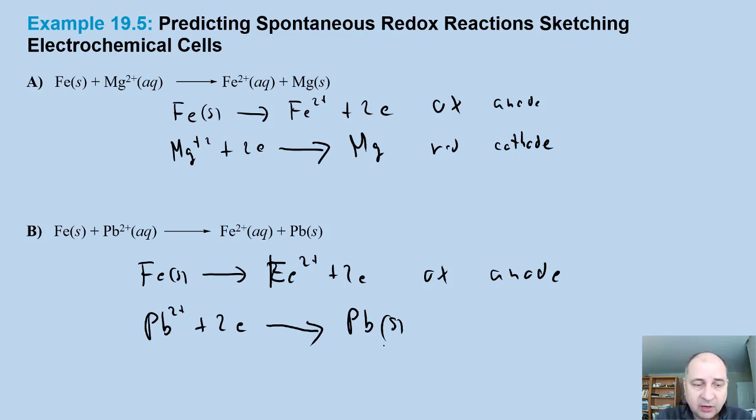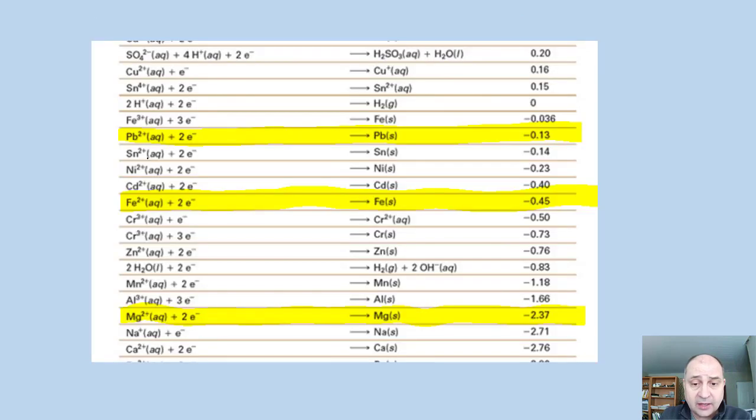So what we're looking for is if magnesium is listed lower, if this reduction is listed lower than iron, then it's going to be spontaneous. If it's higher, it's going to be non-spontaneous. And the same is true here for lead. So if I go to this chart, they're all in the negative range, but it doesn't matter. Here's lead, here's iron, and here's magnesium. So this is going to be spontaneous, and this is going to be non-spontaneous because it's above.